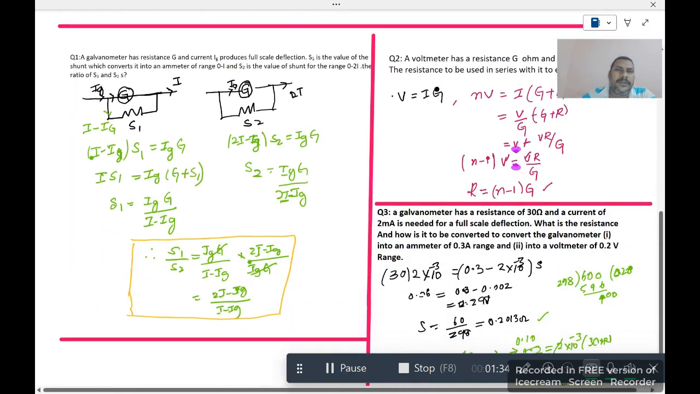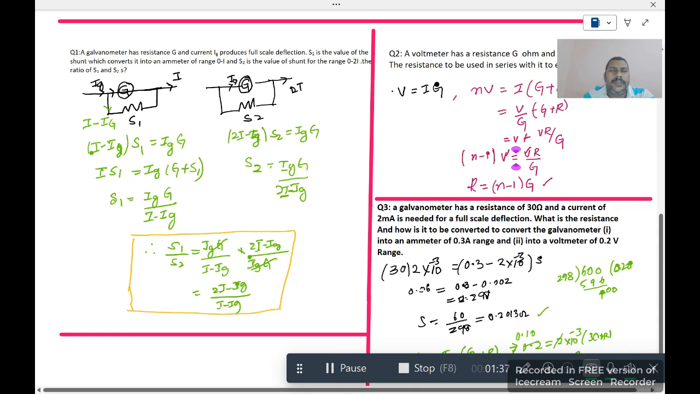Now coming to question number 1. Here the galvanometer resistance is given and the current through it is given.